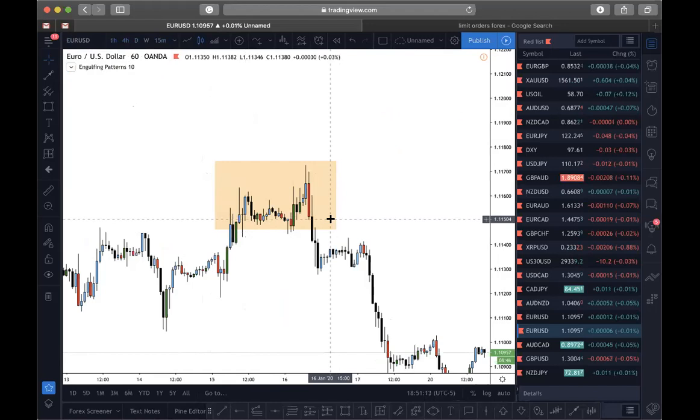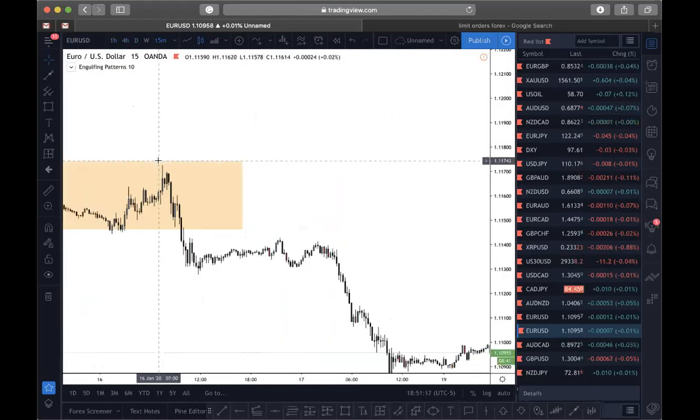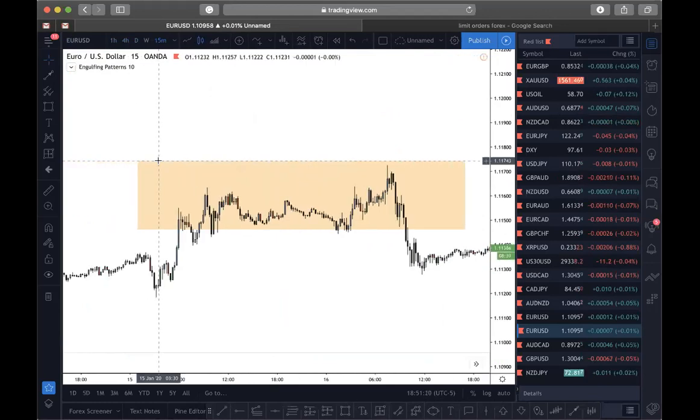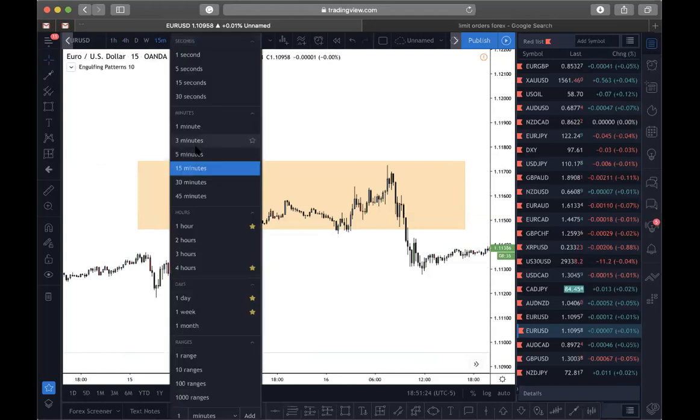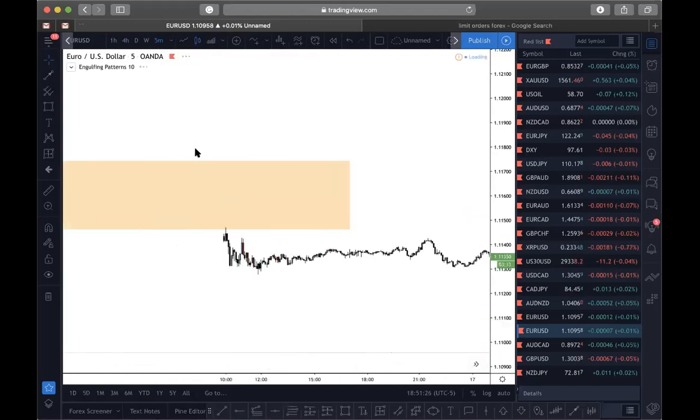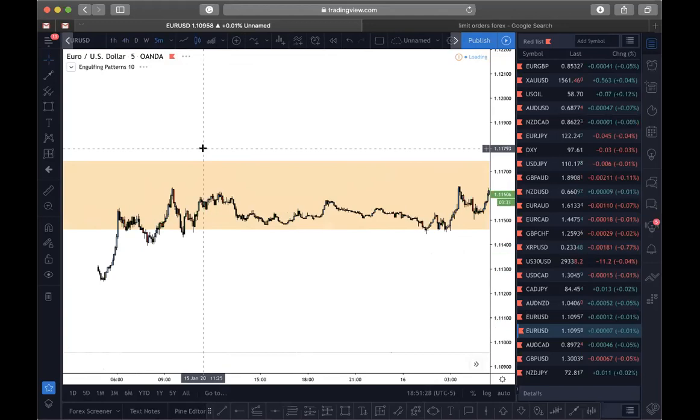So we're on the 1 hour chart now. You can see a lot more candles. If we go on the 15 minutes for the highlighted area, you can see a lot more candles, right? You can even go down to the 5, right?